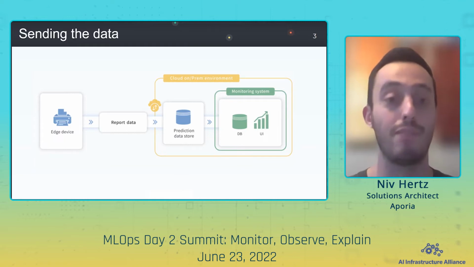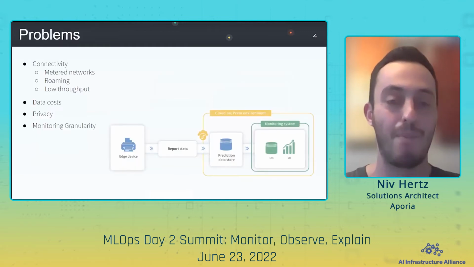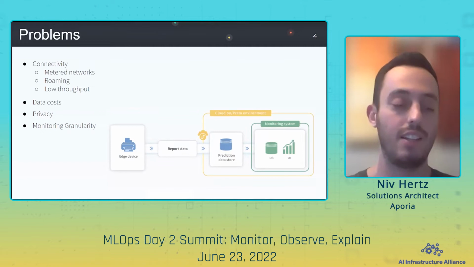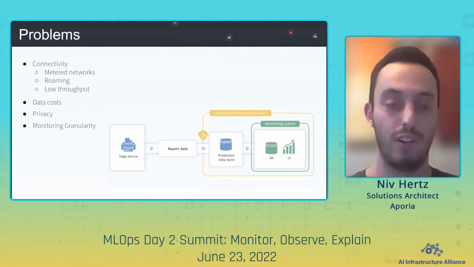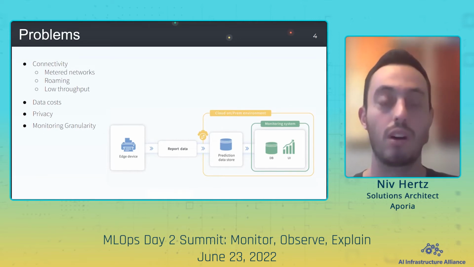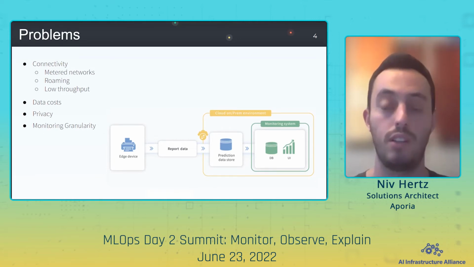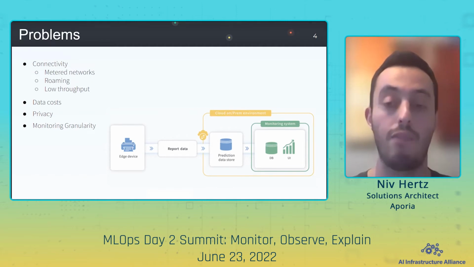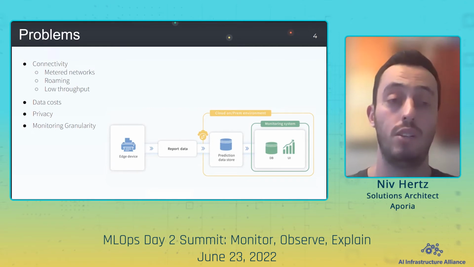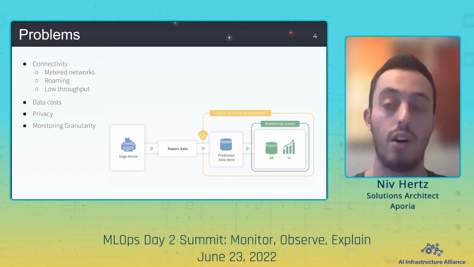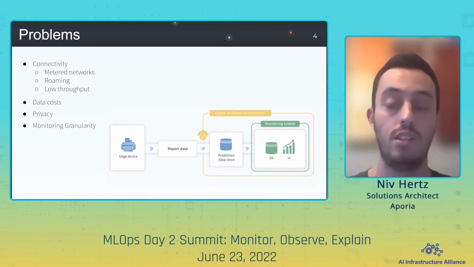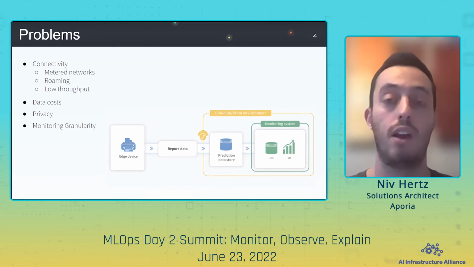So what do we need the extra 5 minutes for? The problem is that sending data from edge devices is exactly what we wanted to avoid, right? Because when you're talking about edge devices, they do not have the same connectivity luxury that you have when you're running on the cloud. You could have connectivity issues, right? You could be running on metered networks, which means that every byte counts, literally. So if you're trying to send all of the data from all of your devices, all of the predictions, this could be a lot of data.